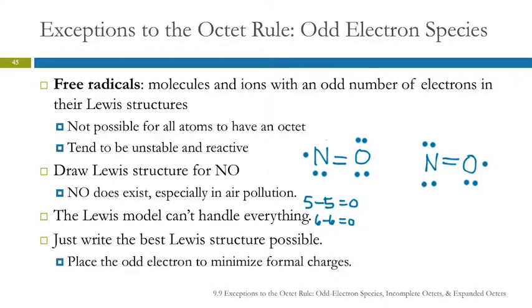Let's just check this other one. For the nitrogen, 5 minus, how many electrons would the nitrogen be taking? 6. So that's going to be a negative 1 formal charge. And the oxygen brought in 6 and leaves with 5, so that would be a positive 1. So which is the best one? The first one. This is the best one.